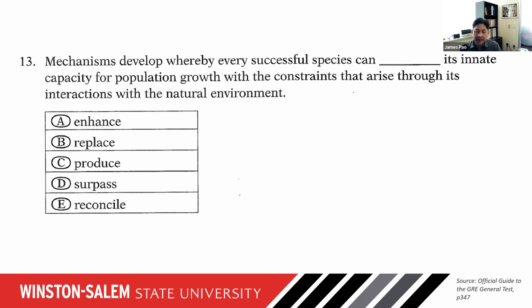So that's why when the two ideas, A, innate capacity for population growth, and B, constraints, are normally oppositional or fight against each other, reconcile takes two things that fight and brings them together.